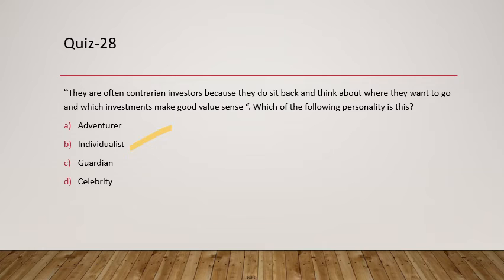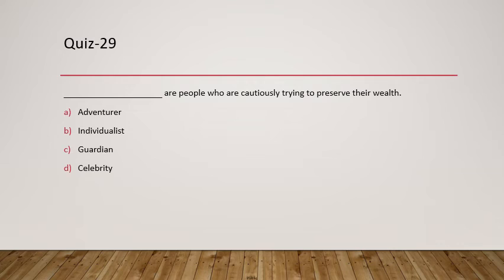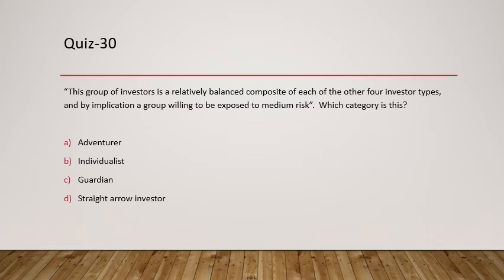Let us move to the 29th: these are the people who are cautiously trying to preserve their wealth. Somebody who is cautiously trying to preserve wealth can fall under only one category, guardian. Guardians are the ones who protect you even in your life, and they do protect their wealth also when it comes to investments. We go to question 30, and it's a really long video, but your patience for this will pay off, and I'm sure you will be able to do well if you follow all these 40 questions. So 10 more to come after this.